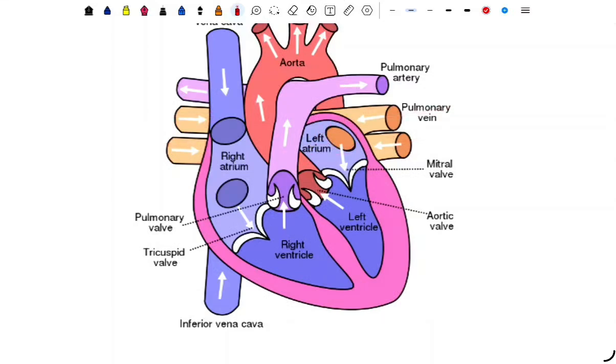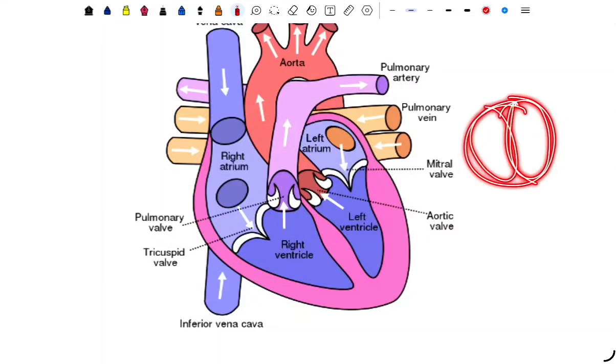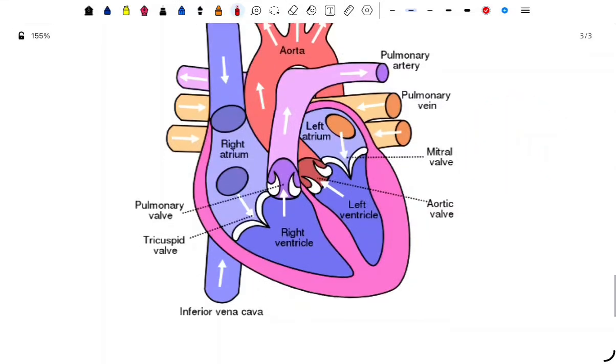Now, from the left atrium, the oxygenated blood enters the left ventricle through the bicuspid valve. Why is it called the bicuspid valve? Because it has two cusps. This is one cusp and this is one cusp. After reaching the left ventricle, oxygenated blood enters the aorta, through the aortic semilunar valve, and this is the pulmonary semilunar valve.